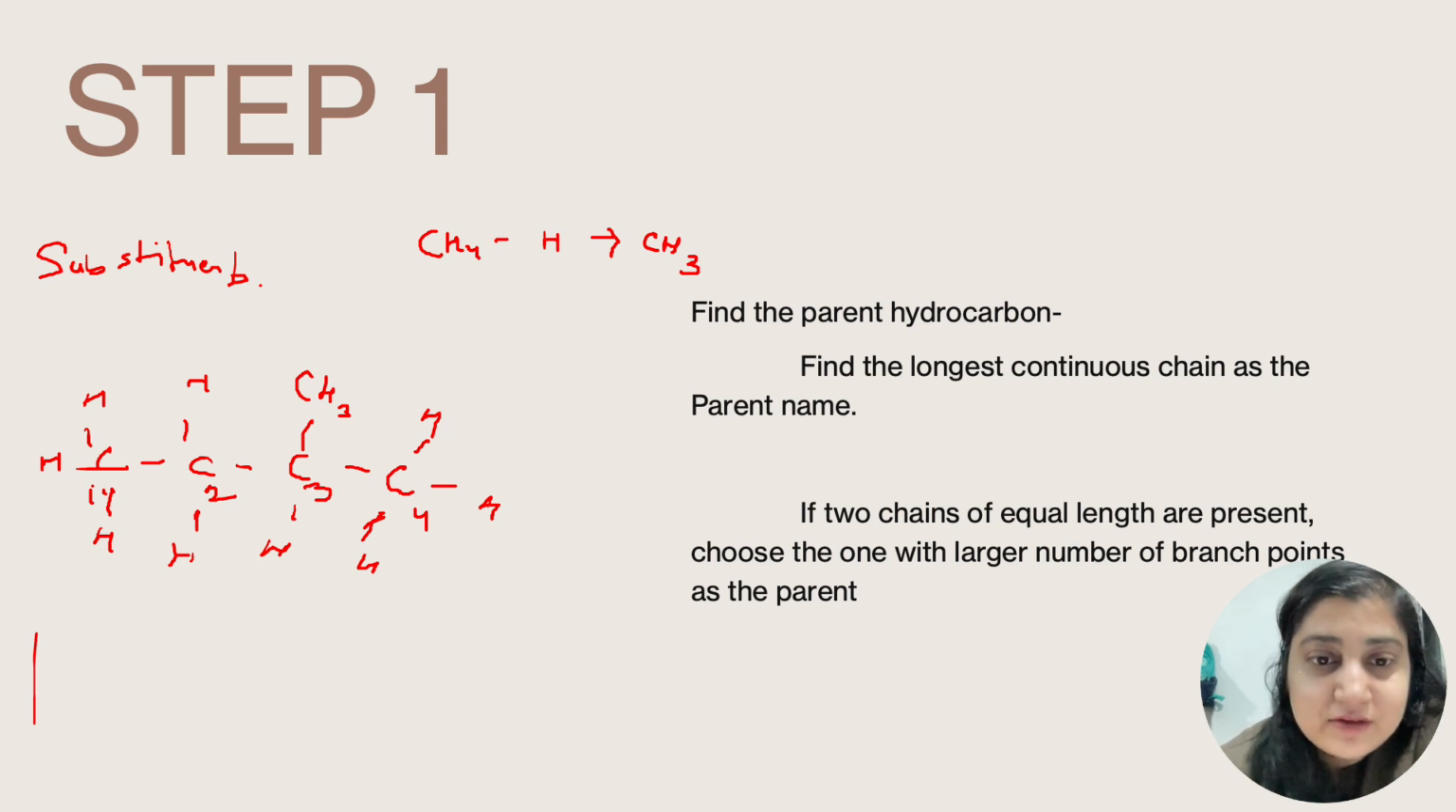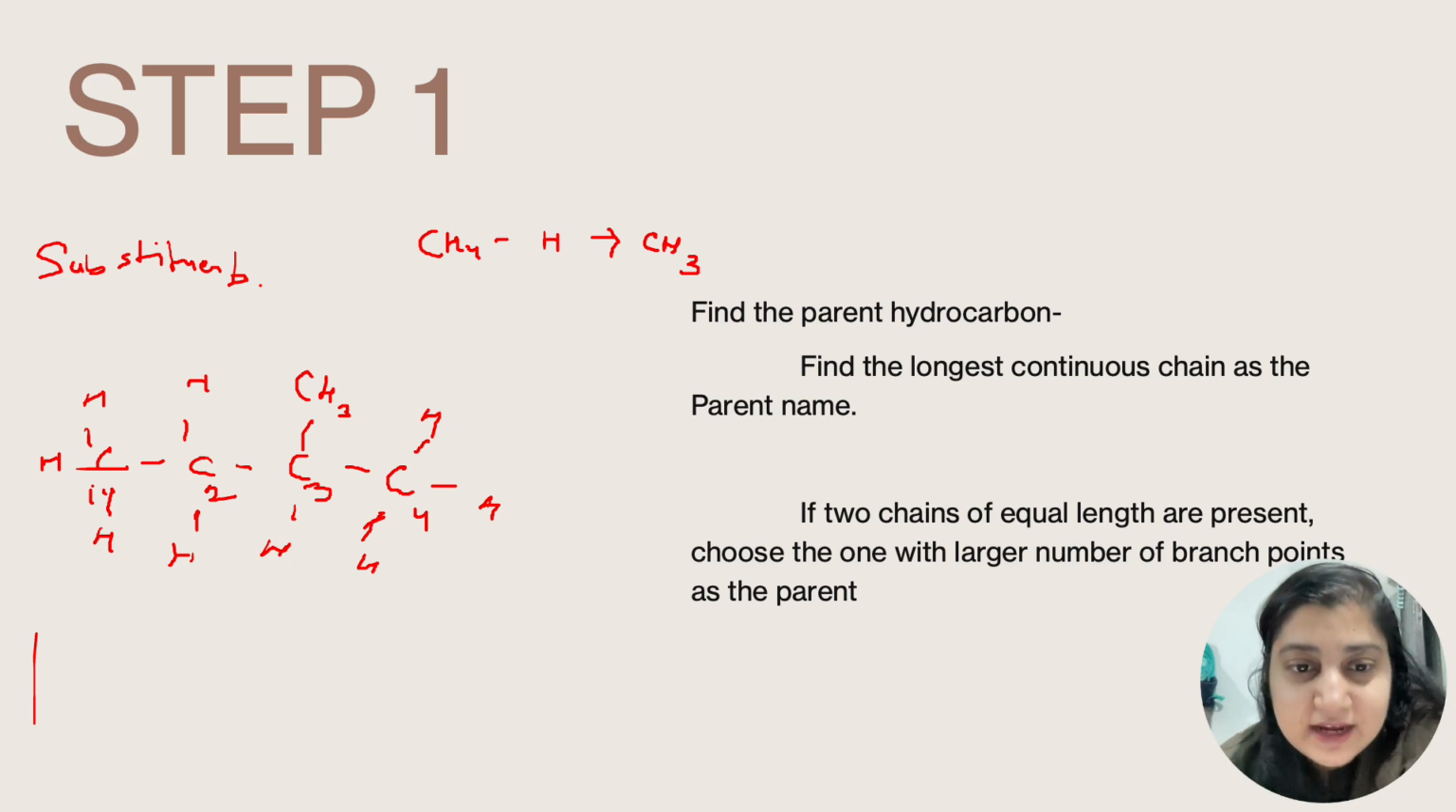After this, let's check the second rule. According to that, this should be the longest chain, so we did it like this. But there is another rule that says if two chains of equal length are present, choose the one with the larger number of branch points as the parent. If there is a larger number of branch points, we take that as the parent. If there had been one more CH3, at that time we would have had to take that as the parent name. So that is the consideration.